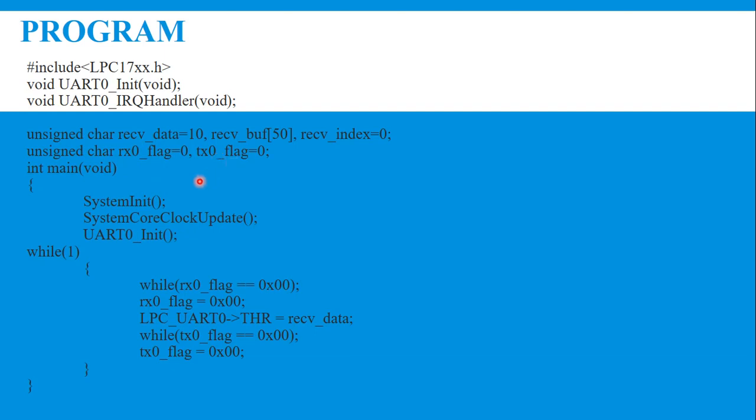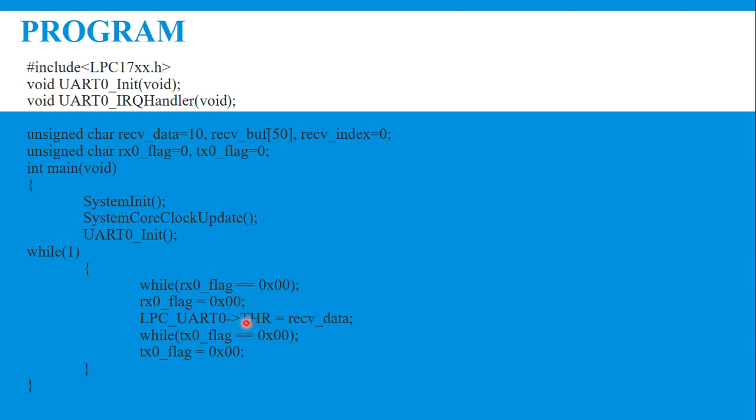So here in the main part of the program, initialization of the system and core clock update are the common calls. As we said, the PLL and clock information is going to be updated by these two functions. And then UART0 initialization. Once you initialize the UART0, it's ready to receive and send data, right? So now it is going to check whether the receive flag is equal to 0. If it is not equal to 0, then the transmit register is going to be loaded with the received data. Whatever received data is available, if the flag is not 0, that data will be moved to the transmit register.